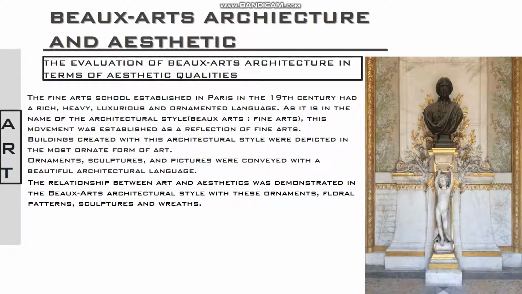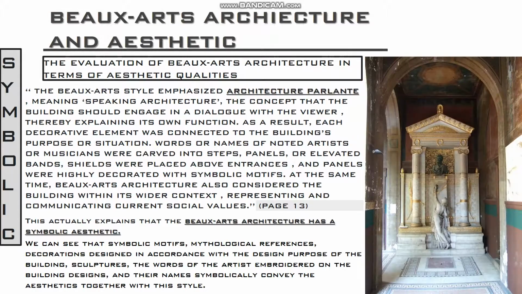As it is in the name of the architectural style, this movement was established as a reflection of fine arts. Buildings created with this architectural style were depicted in the most ornate form of art. Ornaments, sculptures, and pictures were conveyed with a beautiful architectural language. Architecture parlante, meaning speaking architecture, actually explains that the Beaux-Arts architecture is a symbolic aesthetic.